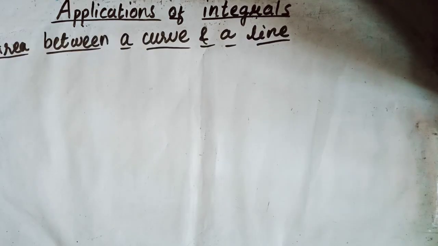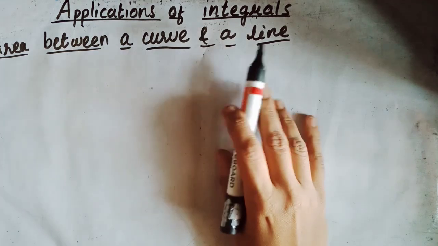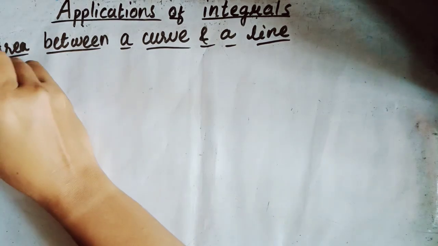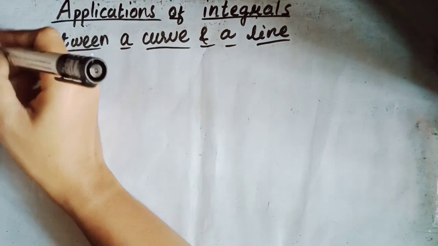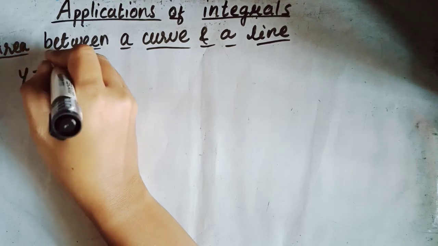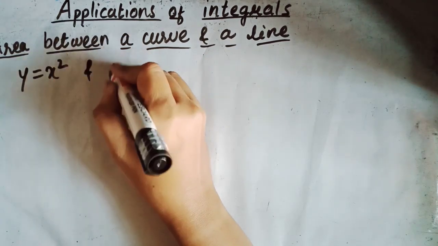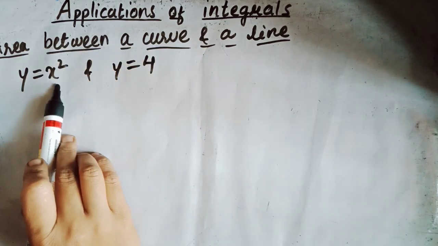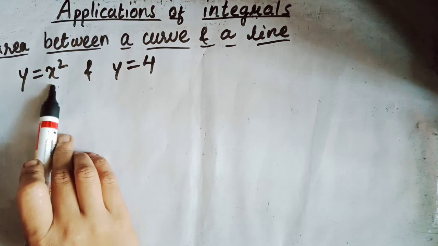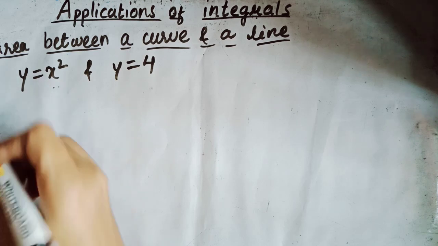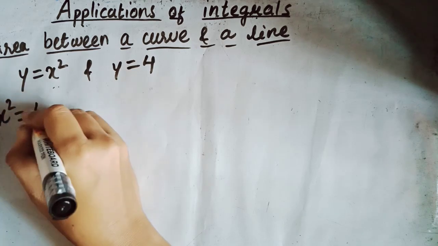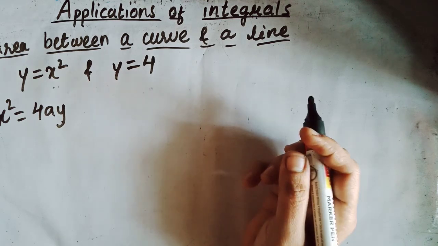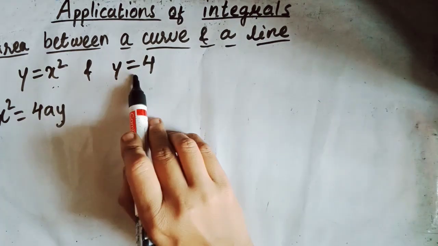Let's start with a new subtopic, that is area between a curve and a line. You have to find the area of the region between a curve and a line. The curve is given as y equal to x square and the line is given as y equal to 4. Now this is your parabola. If you remember the equations for parabola, we had x square equal to 4ay, and this was the upward parabola, and this is a line.